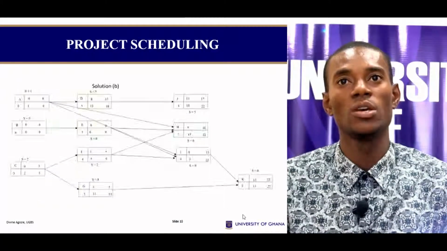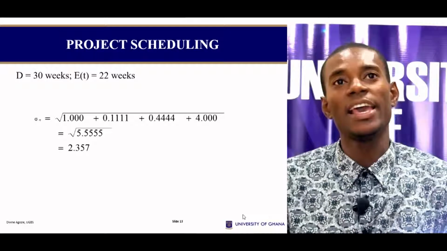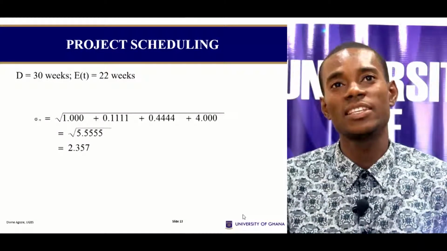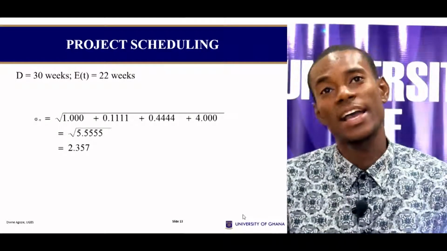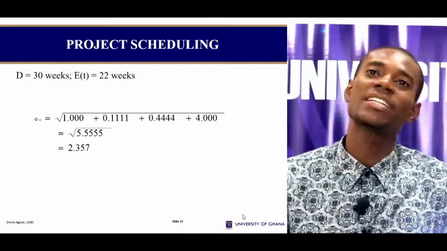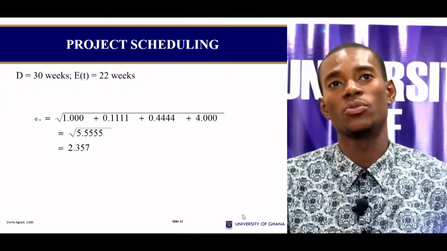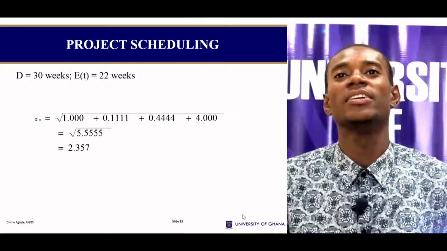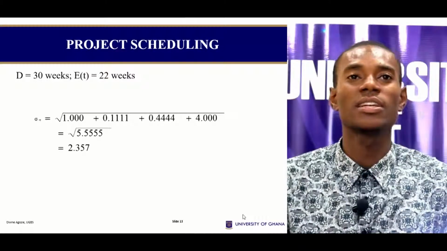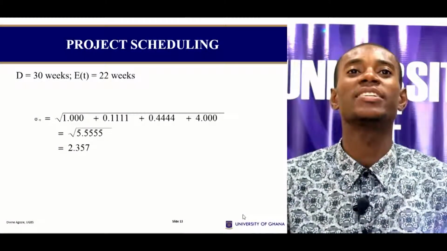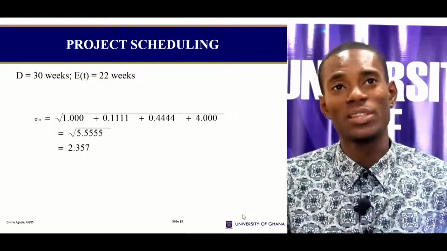Okay, so let's go back to the slide on which we were. For activity B, its variance is 1. Activity E has a variance of 0.111. Activity I has a variance of 0.444. And activity K has a variance of 4.0. When I sum all these, the total will be 5.555. You get it? And so the standard deviation for the total variance is the square root of 5.555, which is 2.357. So that is my standard deviation.